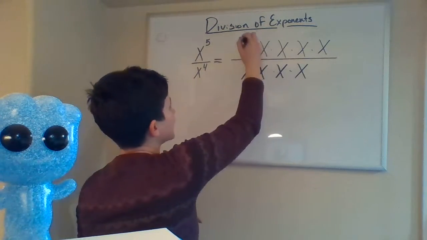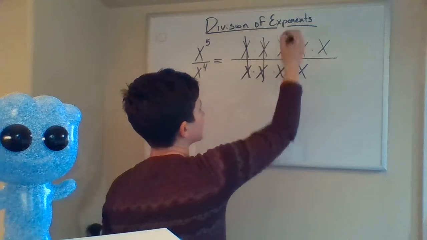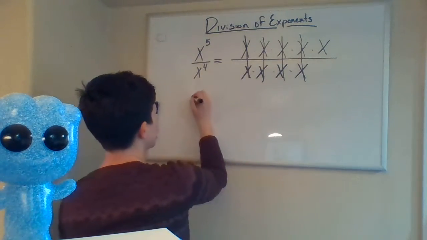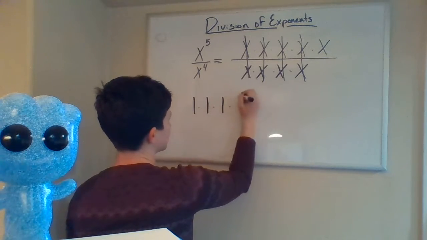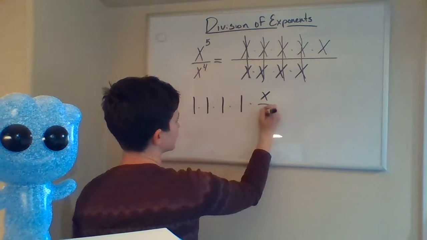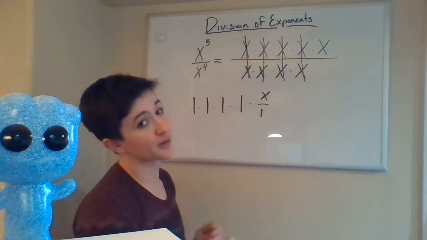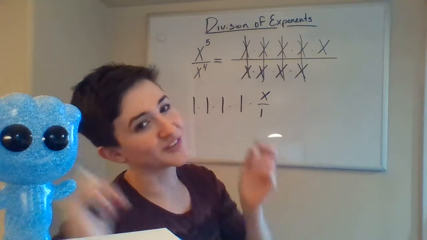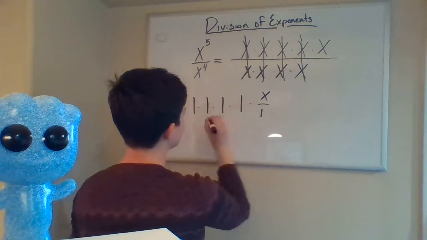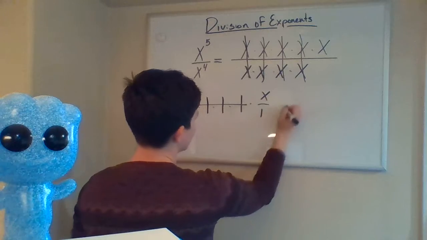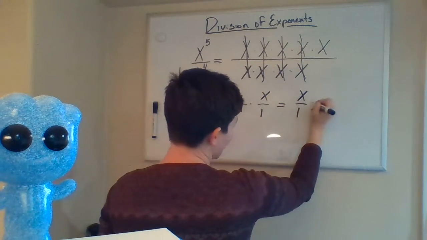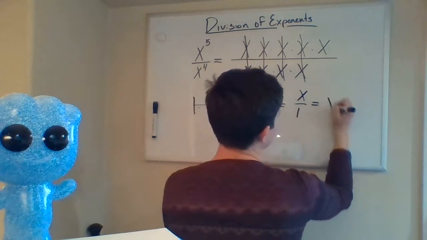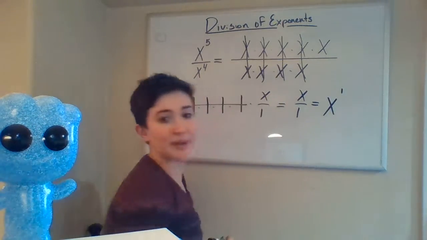So this is x over x, x over x, x over x, and x over x. So each one of those is just equaling 1. So I have 1 times 1 times 1 times 1 times this little x over 1. Now, anything multiplied by 1 is, hopefully you said itself. So really these do absolutely nothing. So we're just left with x over 1. And anything divided by 1 is the exact same. It does nothing. So what we're left with is x, or x to the first power.